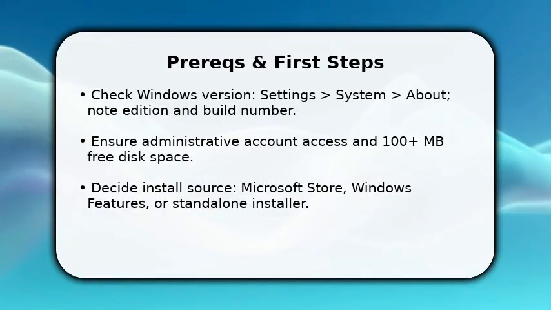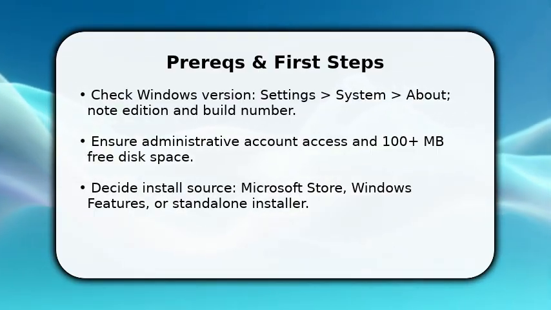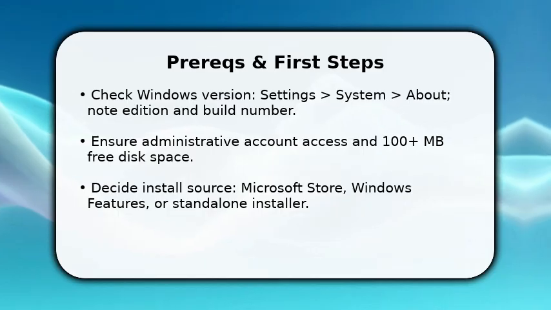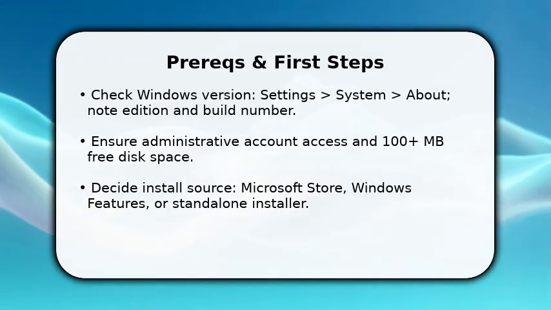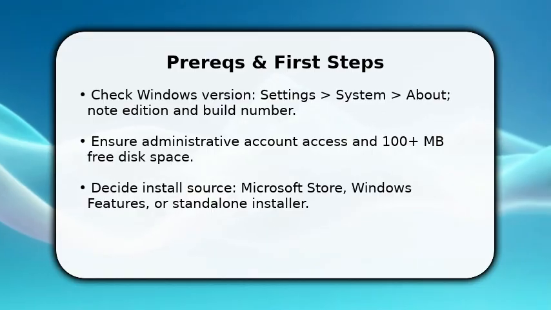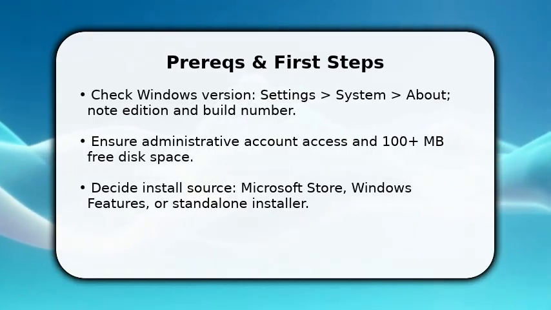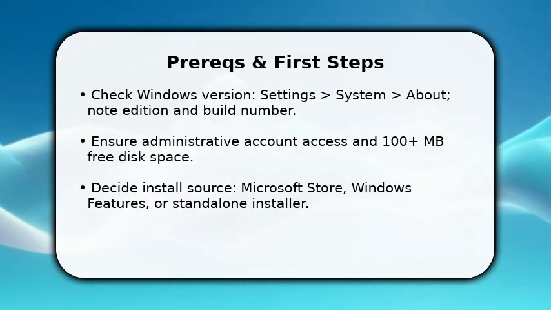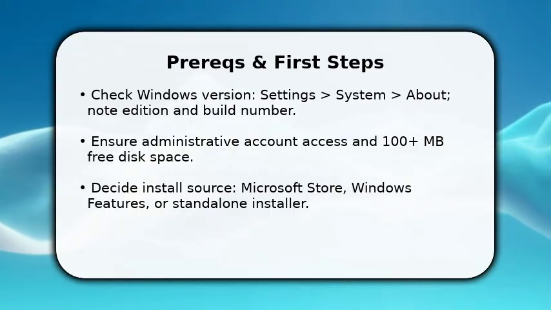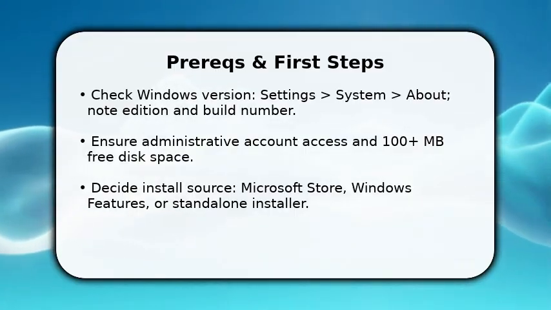You start by confirming your Windows edition and build so you pick the correct installer. Once done, make sure you're signed in as an administrator and have at least 100 MB free. Next, choose the source: Microsoft Store for automatic updates, Windows features for built-in activation, or a standalone installer if you need a specific legacy version.